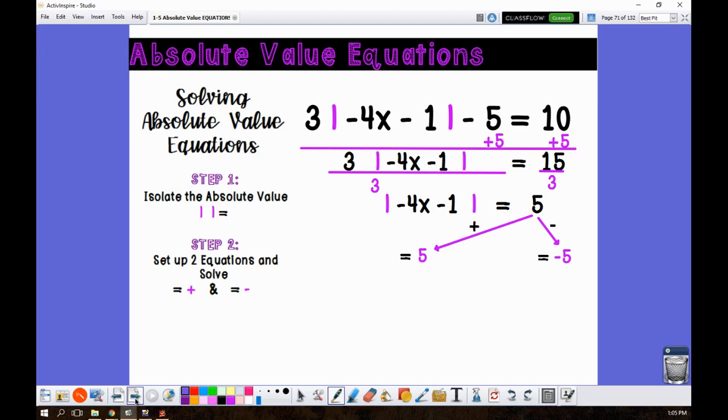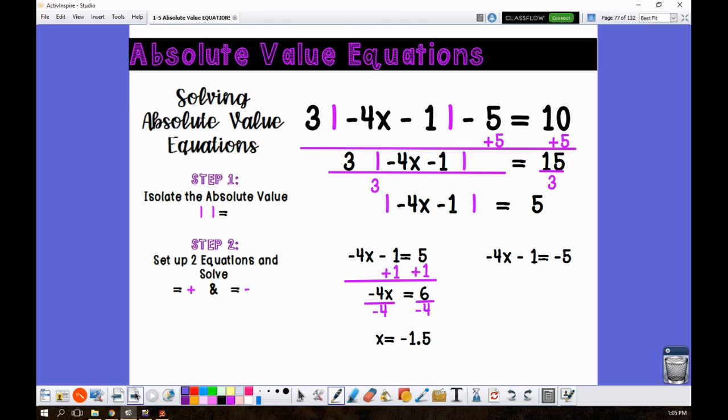So split them up. I'm going to split up the positive 5 on one side, negative 5 on the other, and I'm going to bring down what's within my absolute value without the absolute value symbols. And now I can solve both of those equations on their own. So I add 1 to both sides. That gives me negative 4x is equal to 6. Divide by negative 4 on both sides, and x is equal to negative 1.5.